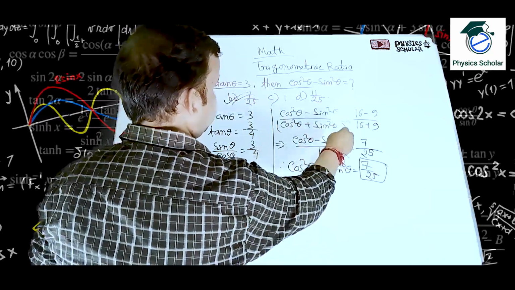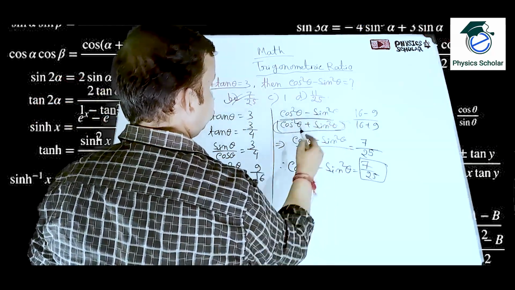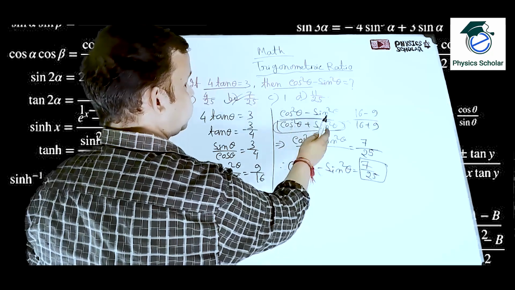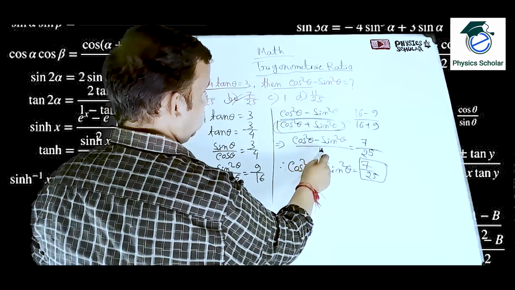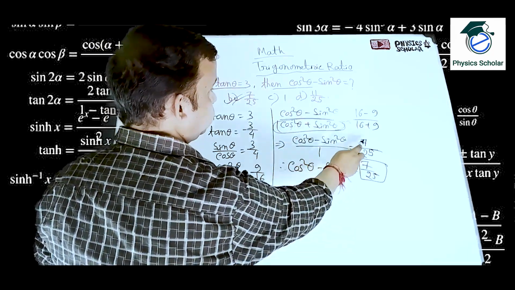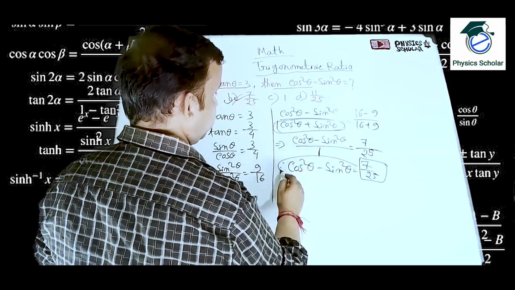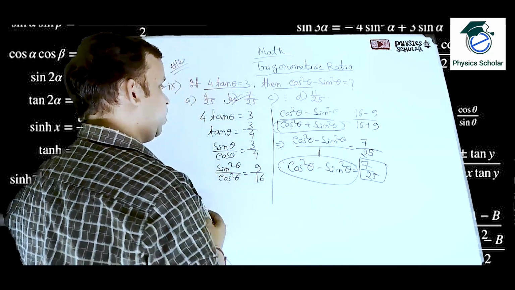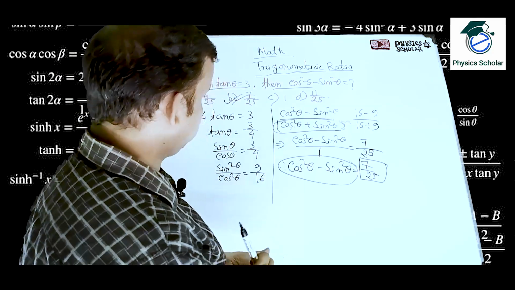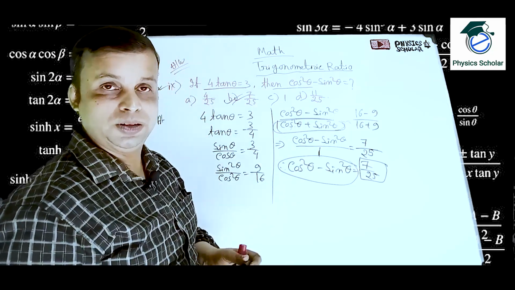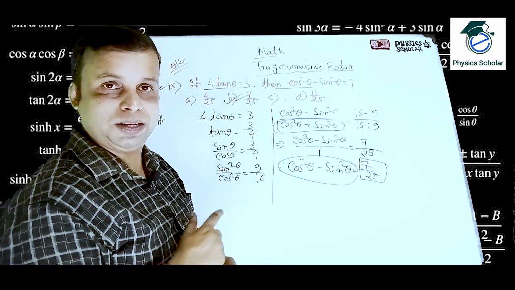This is the formula: cos square theta plus sin square theta will be 1. Sin square theta plus cos square theta and cos square theta plus sin square theta are the same. Clear? So it will be 1. So cos square theta minus sin square theta by 1 is equal to 7 by 25. So the denominator is 1, so we can write cos square theta minus sin square theta is equal to 7 by 25. Clear to all of you? So it is also very easy. Hope you have understood this.